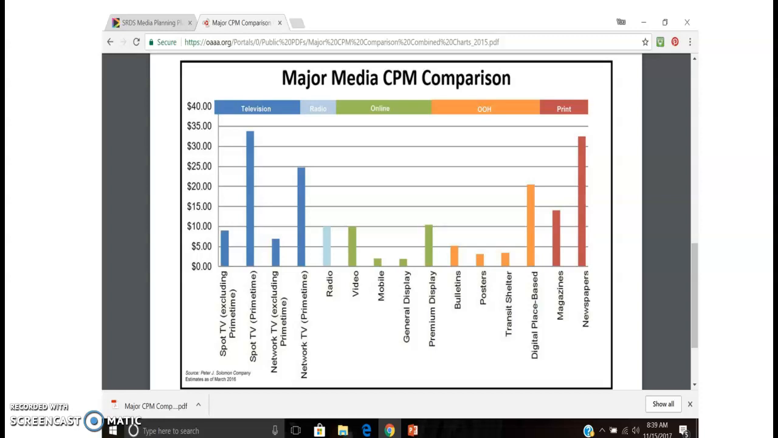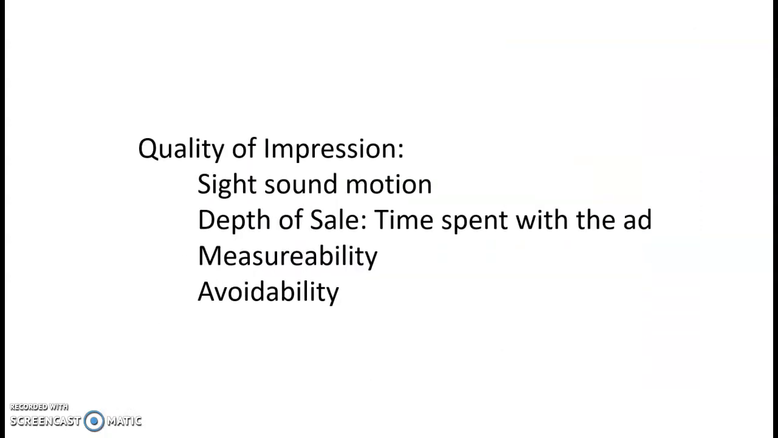And then you have to ask yourself, why are some so expensive and some so cheap? And that, of course, is where we get to quality of impression. A 10-second radio ad doesn't have the persuasive power of a full-page newspaper ad necessarily. So sight, sound, and motion are part of what differentiate quality of impression. Depth of sale is length, time spent with the ad. A long infomercial for Snuggies versus a 30-second ad. The more time I have, the more I can persuade you.